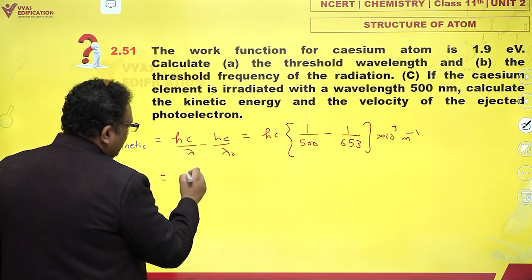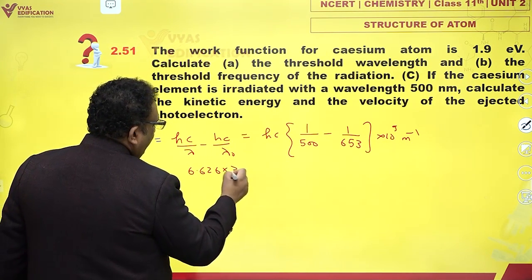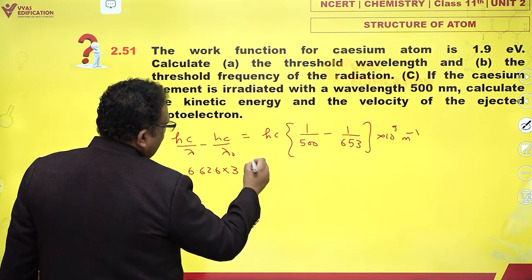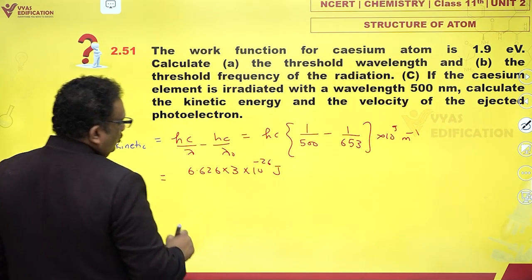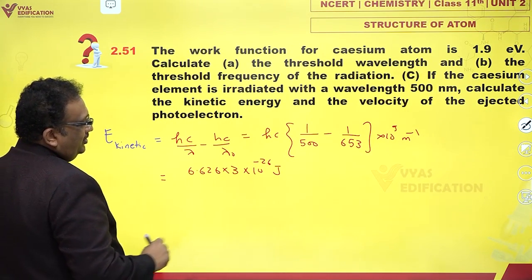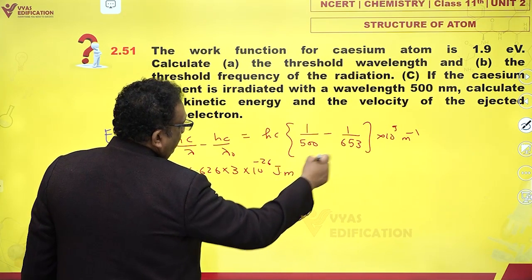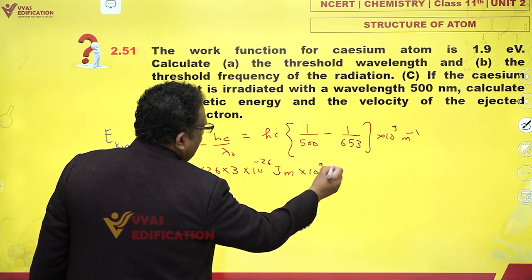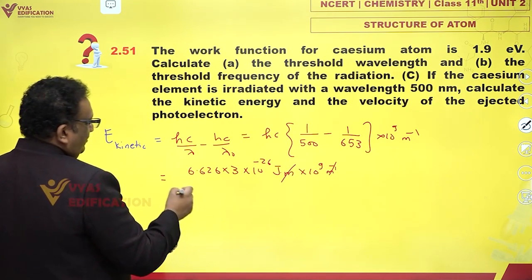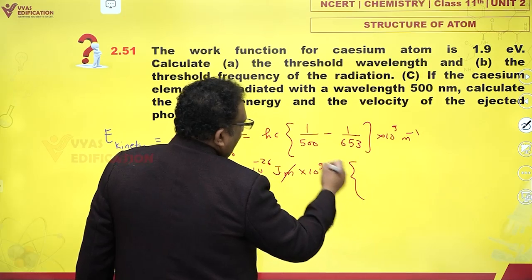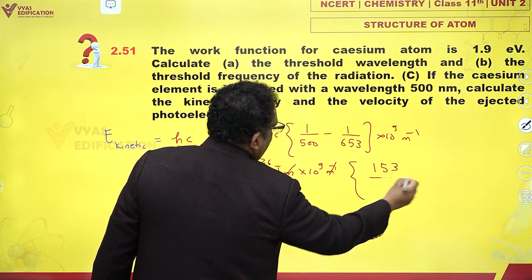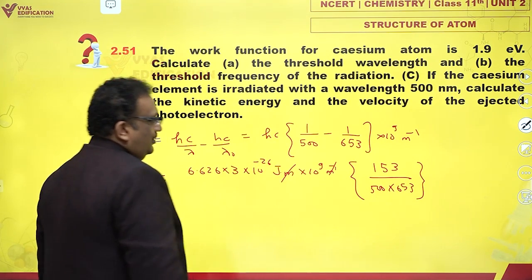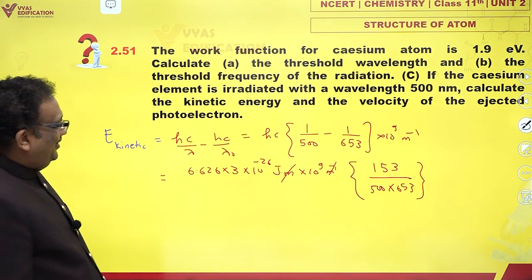So this is accurately 6.626 into 3 into 10 raised to minus 34 plus 8. 34 plus 8 makes it minus 26, joules second into meter per second, joules meter, yeah. And per meter will cancel away with the 10 raised to 9 per meter, of course. This is 153 by 500 into 653. Loving calculation, I must say. How very emotional.